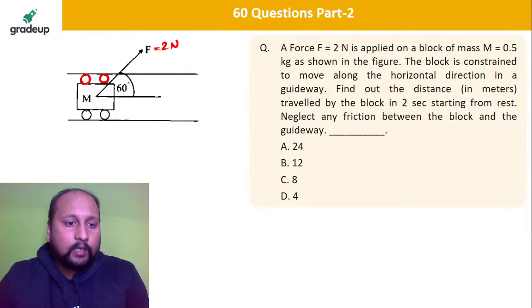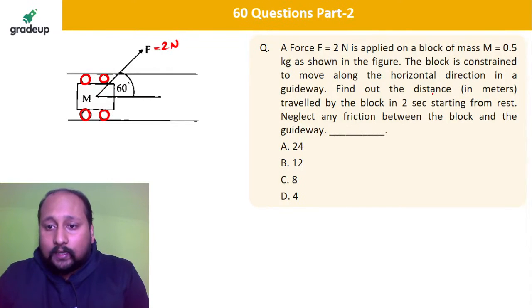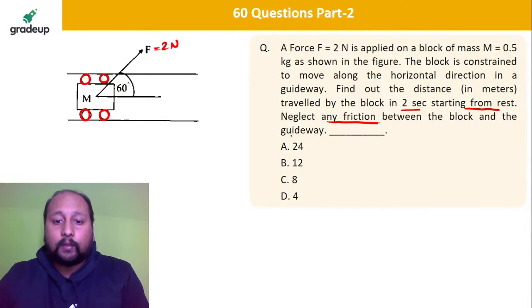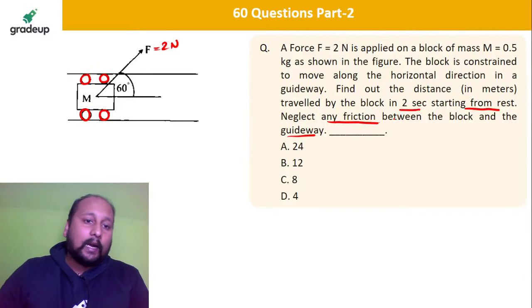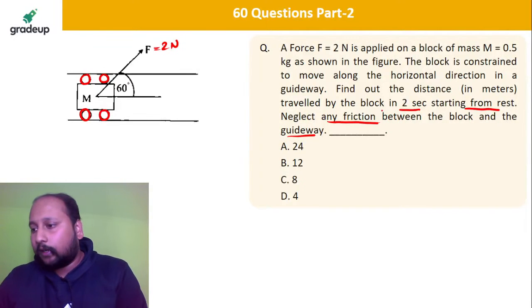There are some rollers being kept. Why are we keeping rollers? Because there is no friction; we will be avoiding the friction. Find out the distance in meter traveled by this block in 2 seconds starting from rest. Neglect any friction between the block and guideway. Calculate the distance in 2 seconds starting from rest. Anyone?